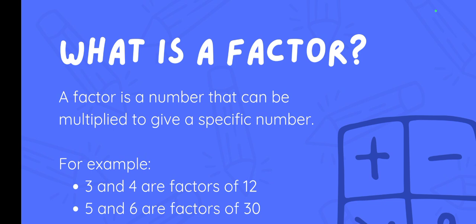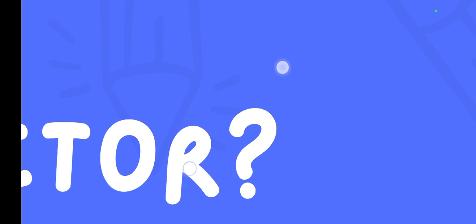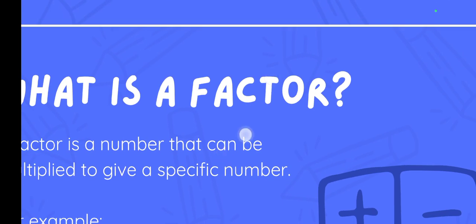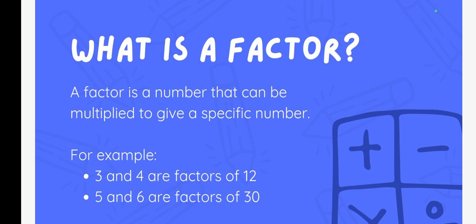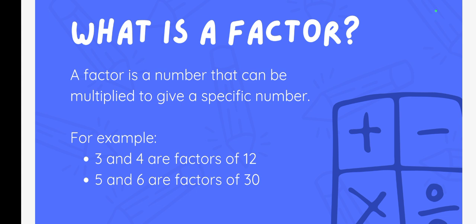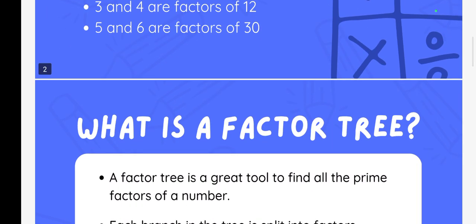So, what is a factor? A factor is a number that can be multiplied to give a specific number. Fine? It is a number that can be multiplied to give a specific number. For example, factors of 12 are 3 and 4. 3 and 4 are the factors of 12. In a similar way, 5 and 6 are the factors of 30. Fine? We will study how to take out the factors.